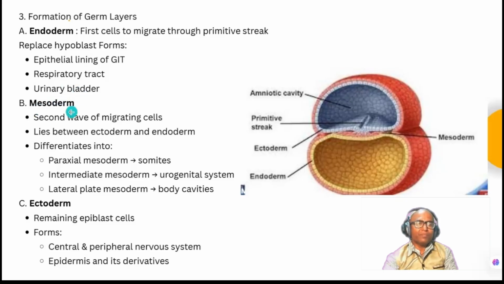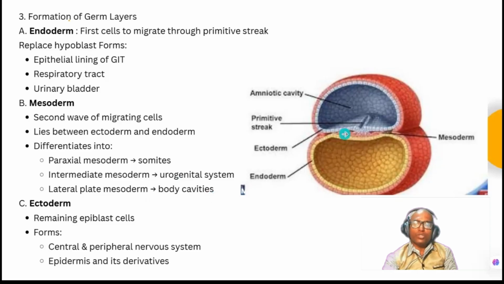Then next is the mesoderm, that is, the second wave of migration begins. It lies between the ectoderm and the endoderm. Now you have got a new layer here, that is the mesoderm. This mesoderm will also have three parts. The part in the center on either side is the paraxial mesoderm that will lead to the formation of the somites. Then you have this intermediate part that will develop into the urogenital system, and third is the lateral plate mesoderm that will form the body cavities.